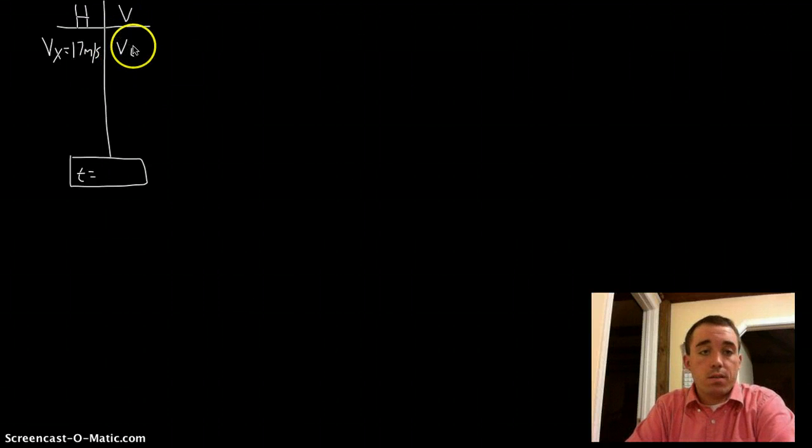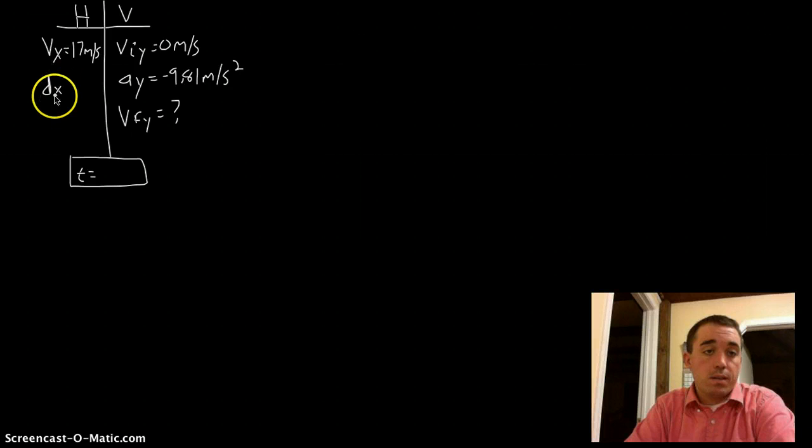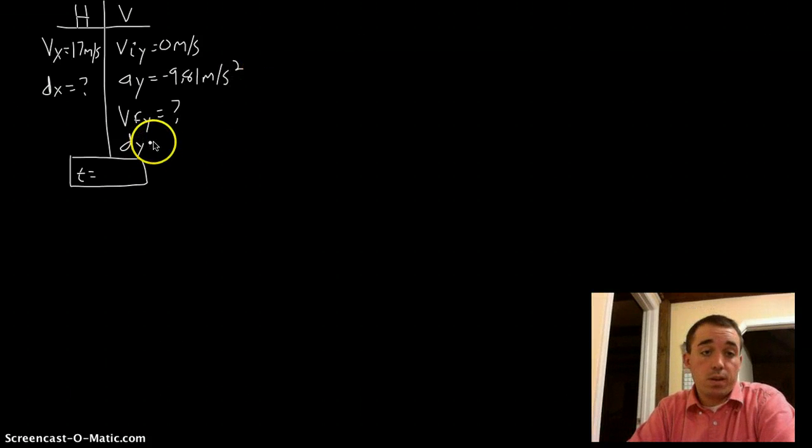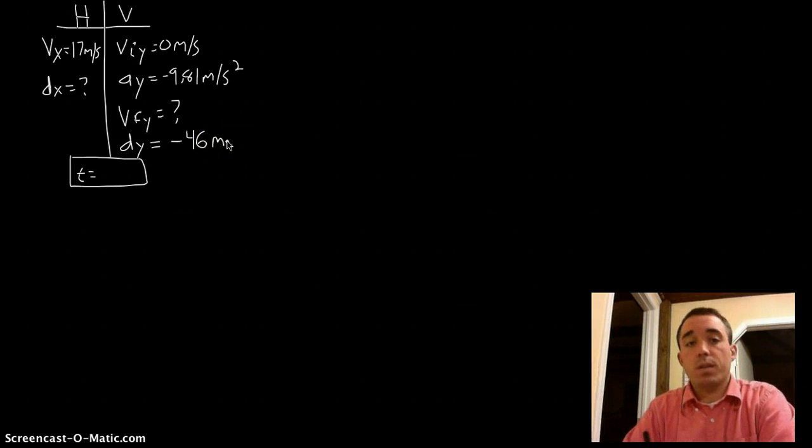Vertically, we have our standards. VIY is 0. AY is negative 9.81 meters per second squared. VFY we don't know. DX we don't know. But DY we do. The chicken's on top of a 46-meter tall tree, so looking at what the chicken's going to do, it's going to fall 46 meters. So its DY is really negative 46.